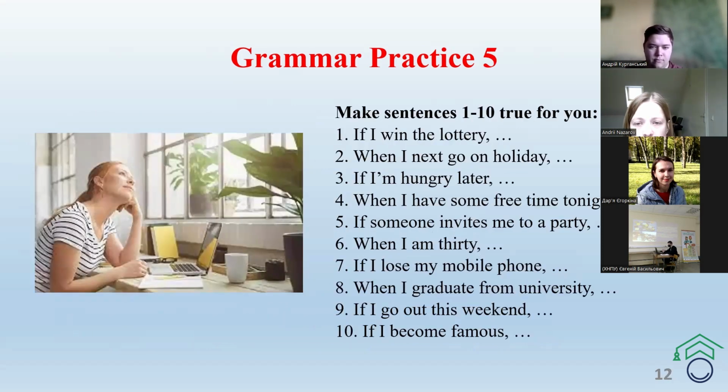Okay, now let's think about our future and try to complete the sentences. Andrew, will you start with the first sentence? If you win the lottery, what will you do? If I win the lottery, I will go for a trip. I will go for a trip, okay. You will travel around the world.